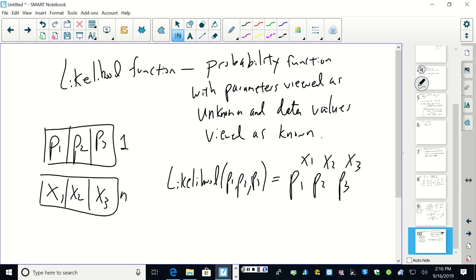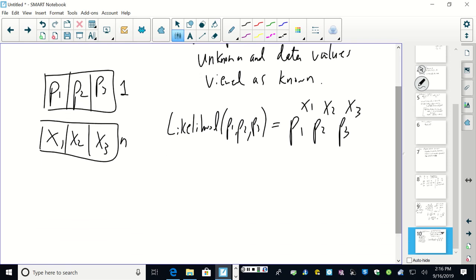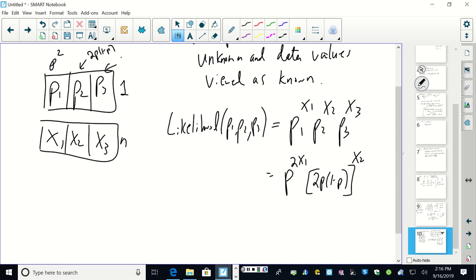In our actual problem, these things have a little more definition. Instead of it just being P1, it was P squared. So the likelihood function really has P squared, raised to the x1. For the second one, the probability of being in that cell was really 2 times P times 1 minus P. So if you put that there, 2P(1 minus P), all of that to the x2. And P3 in this example was (1 minus P) squared. So (1 minus P) squared to the x3. You can write it like this.